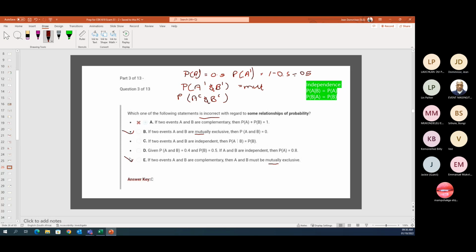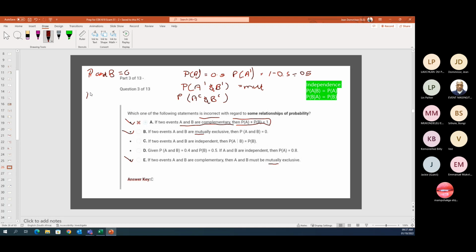Because A and B is equal to 0, the not A and B will also be equal to 0. So that unfortunately has not helped. Okay, so let's look at, if two events A and B are complementary, then A and B is equal to 1. Okay, so that is what we just nearly, so that is correct.